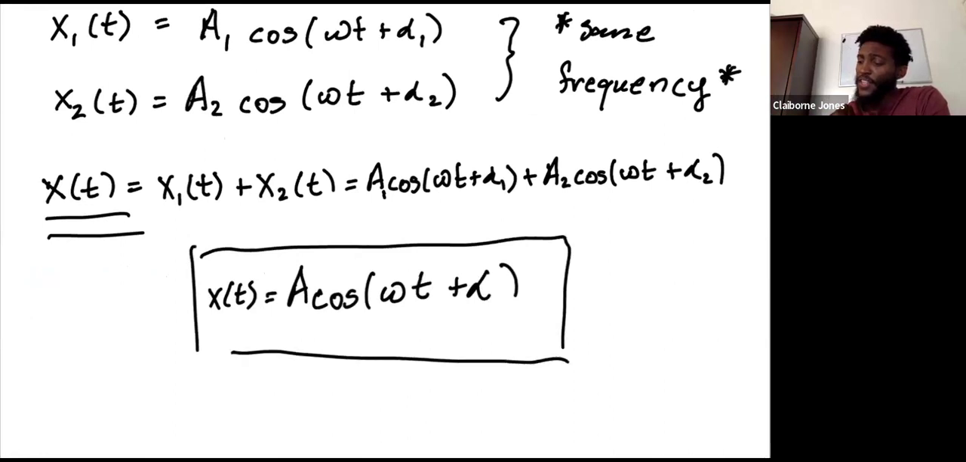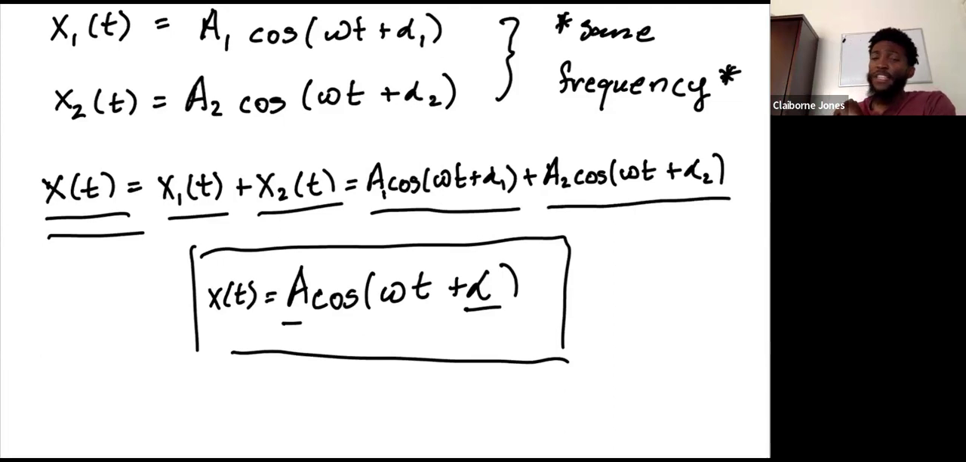And so what are we going to discuss today? Today we're going to discuss how we will determine the amplitude of this resultant wave, and its phase alpha, using the information that we already know, using the fact that x1 is composed of A1 cosine omega t plus alpha 1, and x2 is composed of A2 cosine omega t plus alpha 2. That's what we're going to work on today.